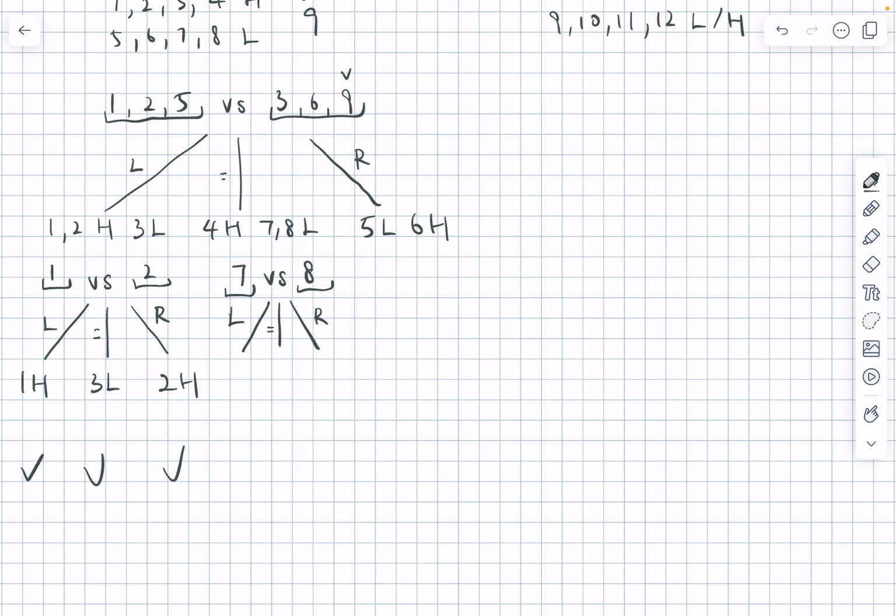So if 7 is heavier, that means 8 is the lighter ball. So 8 is lighter. If they're equal, that means 4 is defective. 4 is the heavier ball that we didn't weigh here. Or if the right side is heavier, that means 7 is a lighter ball. So in all of these cases here, we also find which exact ball is defective and whether it's heavier or if it's lighter.